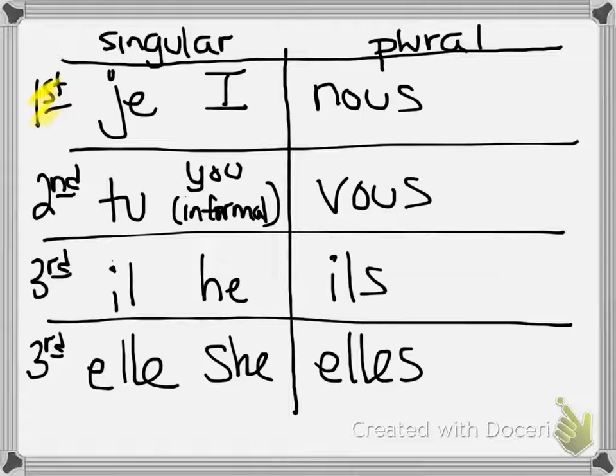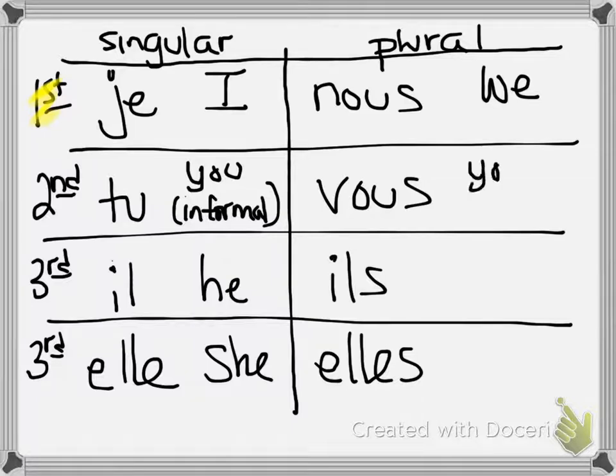Nous is first person plural, which means it's including yourself and other people. So we, if you think about it in English, is really the plural of I, because you're talking about not only yourself, but other people. Whereas with I, you're just talking about yourself.